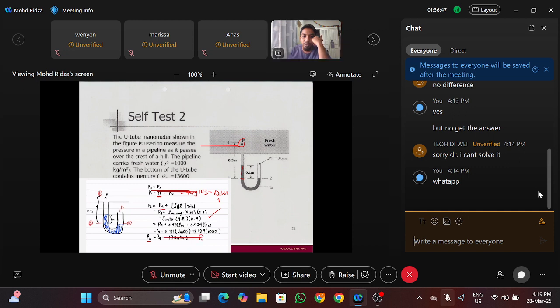P2 equals atmospheric pressure. This is straight away atmospheric pressure. What is atmospheric pressure? Rho of water times g times 10.3 meters just now. And then you apply this equation: P2 equals P3. So meaning P4 plus 17265.6 equals 10130 pascal. So you are not finished yet. When you do that, in the end you get P4, which is the pressure in the pipe, right? So you're almost there. Okay? Are we okay? Do you understand?